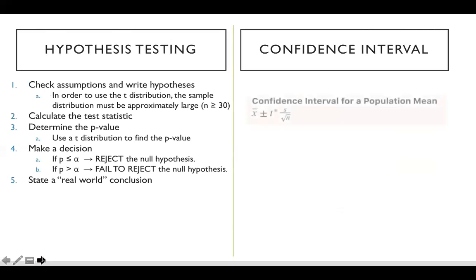Moving on to confidence intervals on the right, the confidence interval for a population mean is x bar plus or minus t star times our standard error, and our standard error for the population mean here is the standard deviation divided by the square root of the sample size.